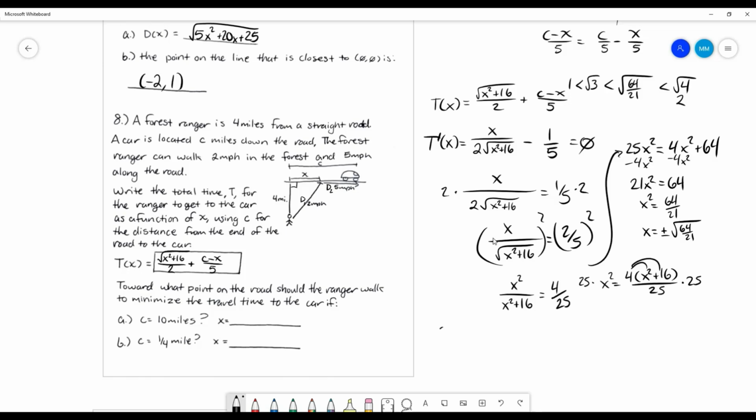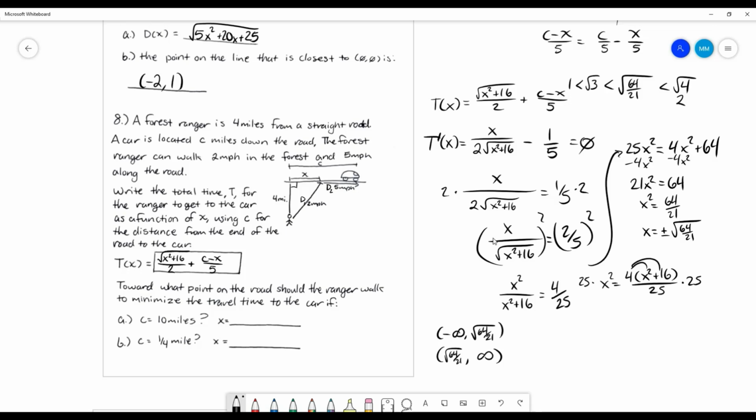So now we'll test our intervals just to make sure it is a minimum. Obviously, a negative doesn't make sense for the context of this problem, because this distance can't be negative; that would be way over here and that doesn't make sense. So it's just going to be the positive square root of 64/21. Since I know that 1 is definitely less than all this, I can plug in a 1 to my derivative, and that'll be on this interval.